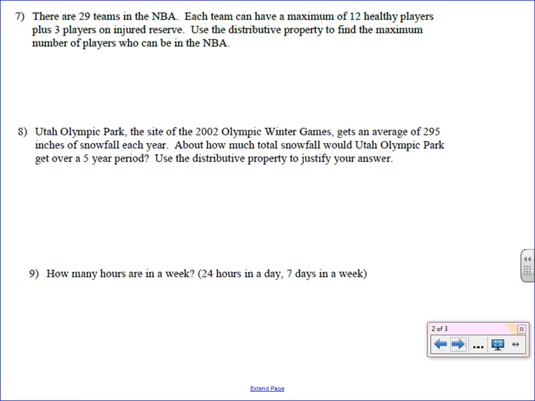Some word problems now. There are 29 teams in the NBA. Each team can have a maximum of 12 healthy players plus 3 players on the injured reserve. Use the distributive property to find the maximum number of players who can be in the NBA. So we have 29 teams, and each of those teams can have 12 healthy players and 3 injured players. So we could just use the distributive property and do 29 times 12 plus 29 times 3, but 29 is not a very easy number to work with.